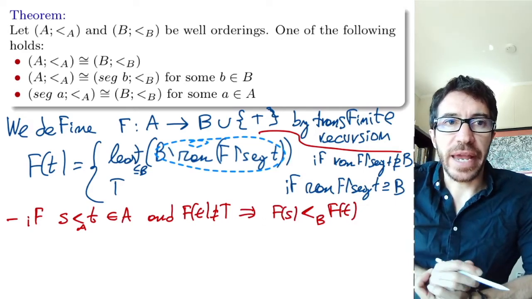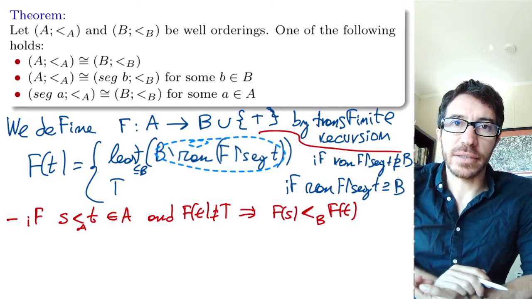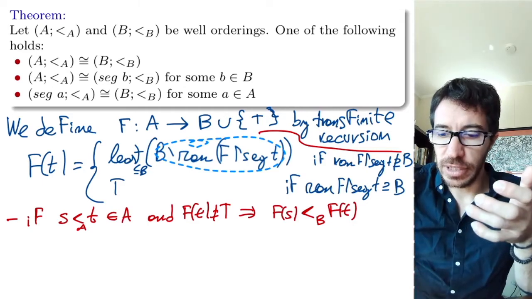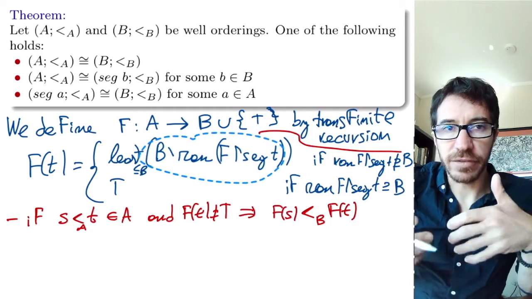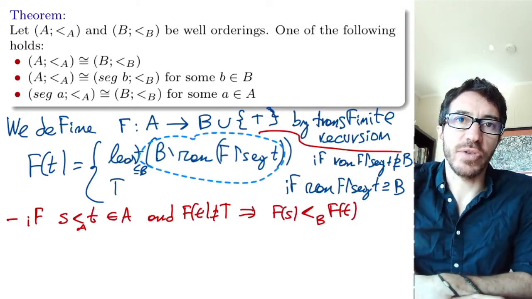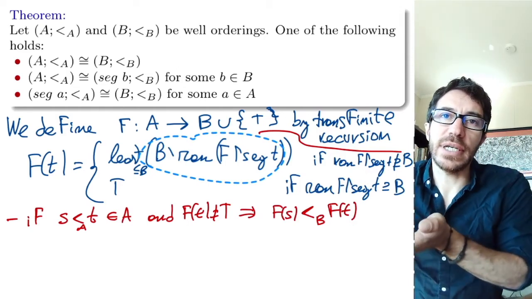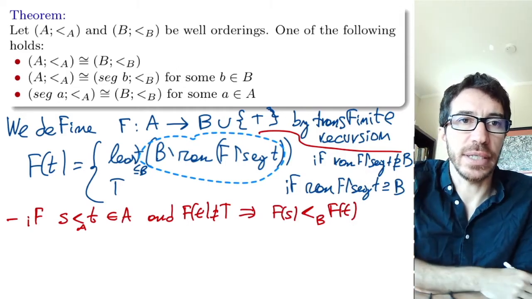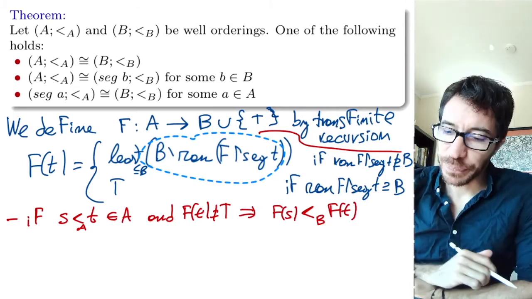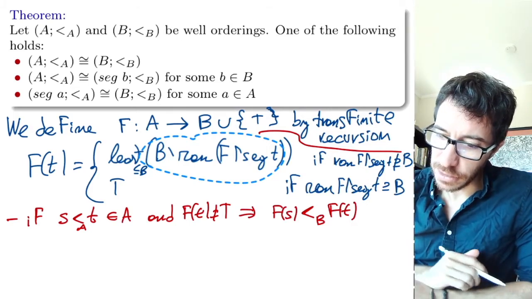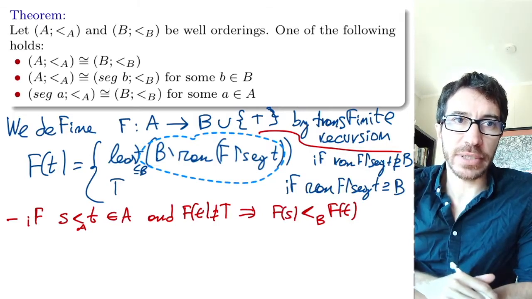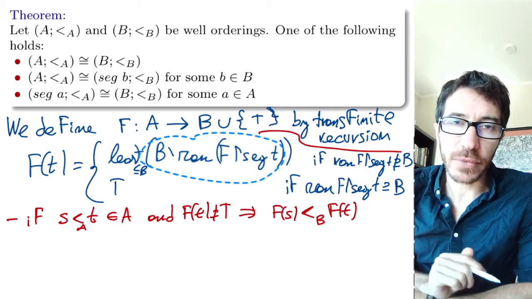So f of s is the least element of a larger set, right? These are the sets, the elements that are left. Every time there are fewer things left. So if you take the least of a smaller set, you start going up, right? Essentially, that's what's happening over there. So we get that it is one-to-one and order preserving on the domain.